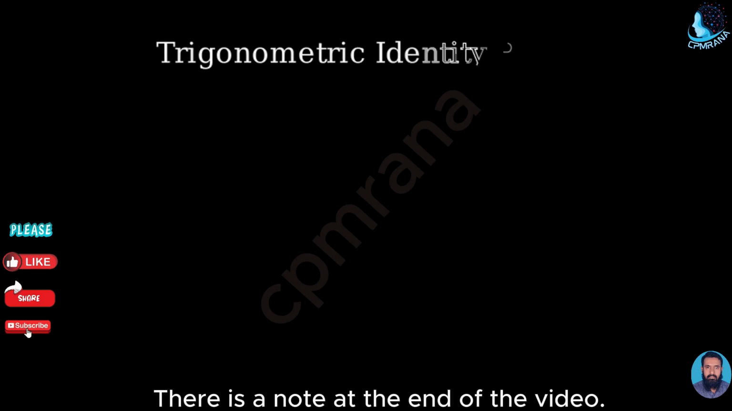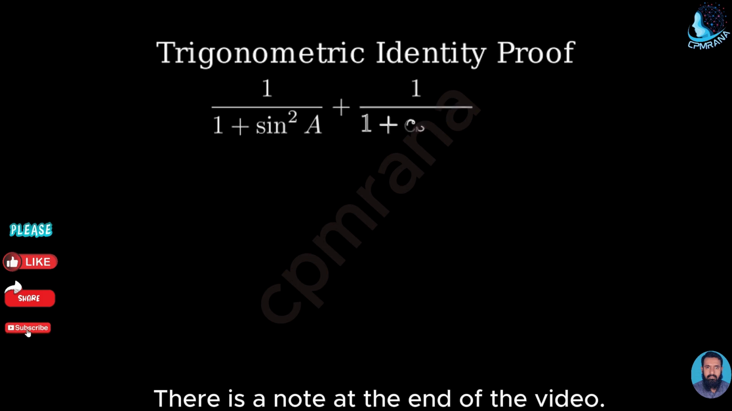Welcome. Today we'll prove the trigonometric identity that states the sum of 1 over 1 plus sine squared of a plus 1 over 1 plus cosecant squared of a equals 1.